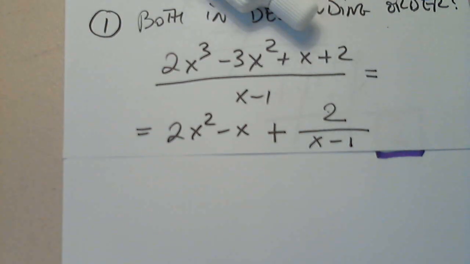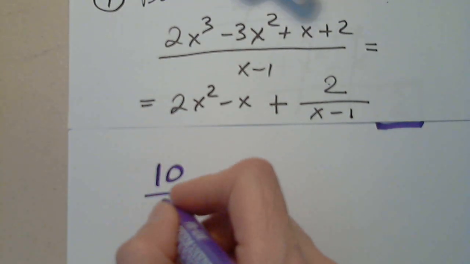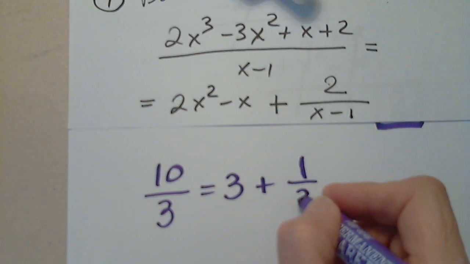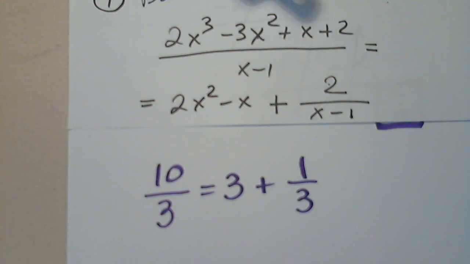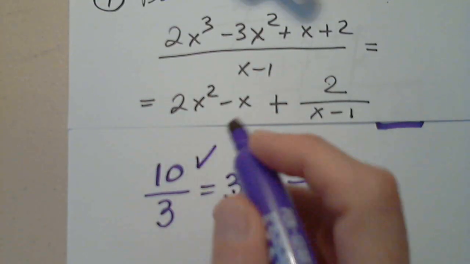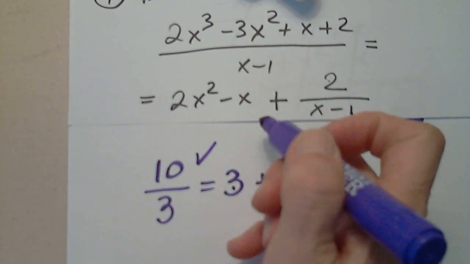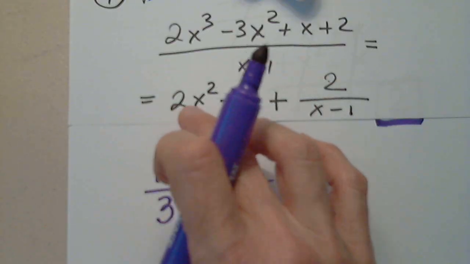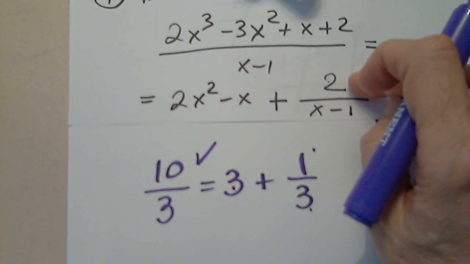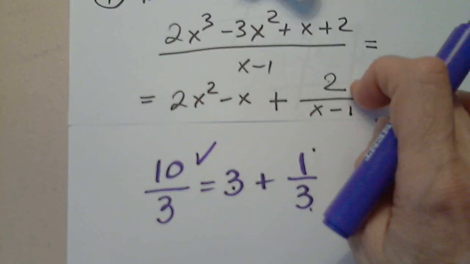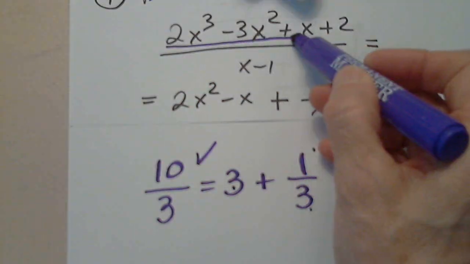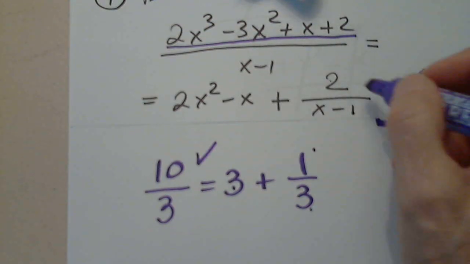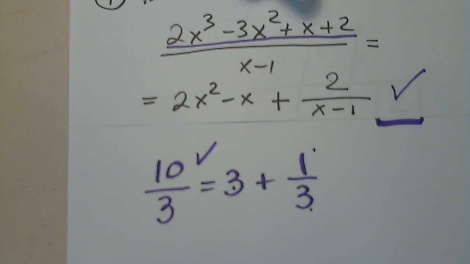So here's how I check. If I have 10 divided by 3, I know that this is 3 integers plus 1/3. How do I check this? 3 times 3 is 9 plus 1 is 10. The same thing here. I will multiply x minus 1 by 2x squared minus x and add 2. If that multiplication and adding 2 gives me back the numerator, this is okay. If it does not give me back the numerator, I'll say, oops, start from scratch.